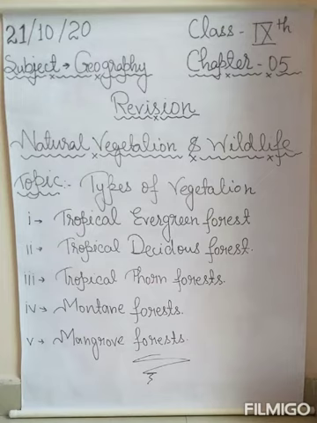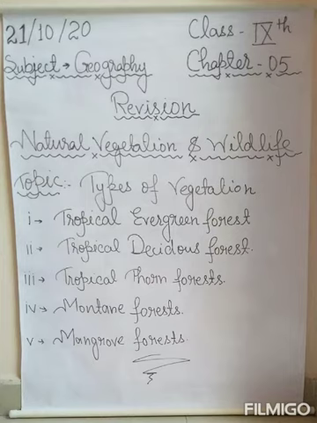So students, the moist deciduous forests are found in areas receiving rainfall between 200 and 100 centimeter, and these forests are found mainly in the eastern part of the country like northeastern states, Jharkhand, Orissa and Chhattisgarh, and also on the eastern slopes of the Western Ghats. Okay? And teak is the most dominant species of this forest.